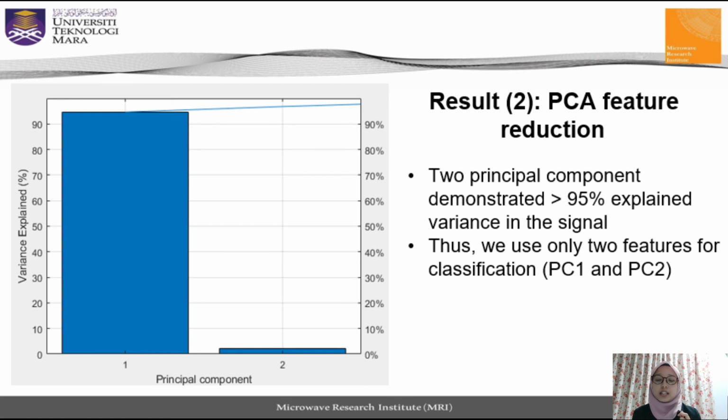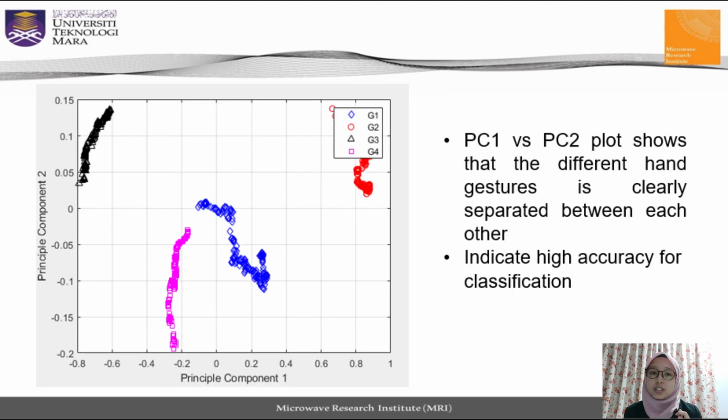This shows that these 2 PCs are sufficient to represent the information contained within the data, as we can see from the second figure. The plot shows that the different hand gestures are clearly separated from each other, where blue indicates gesture 1, red is gesture 2, black is gesture 3, and pink is gesture 4. Each gesture is separated with considerable distance from the others, indicating a high accuracy for classification.